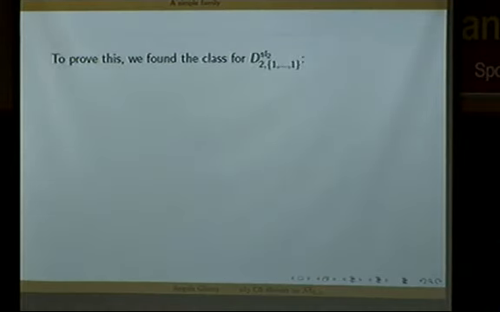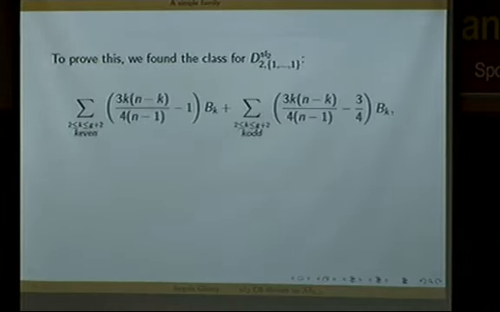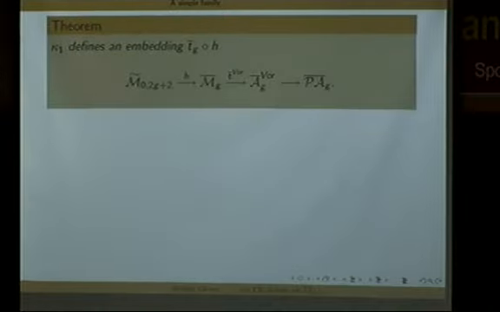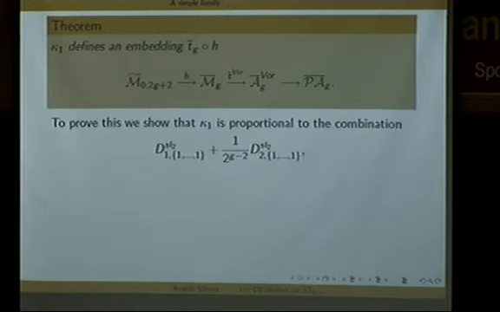Okay, so now how do we prove this? Well, we wrote down the class, and we just checked that the pullback of 12 lambda minus delta_0 is actually proportional to this class. Now kappa_1. Kappa_1 is an ample divisor on M0,2g+2, and we can see with this that it actually defines a map all the way to this moduli space of semi-abelic pairs. So how do we do that? We showed that kappa_1 is proportional to a combination of the two divisors.